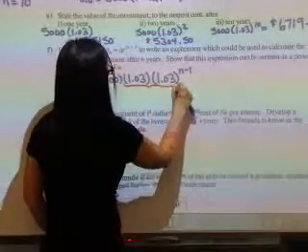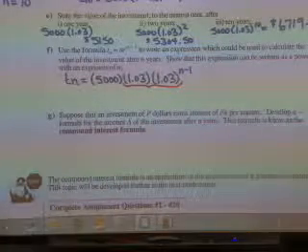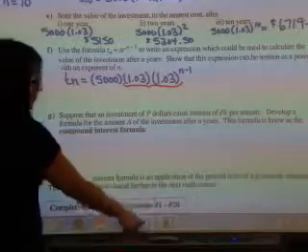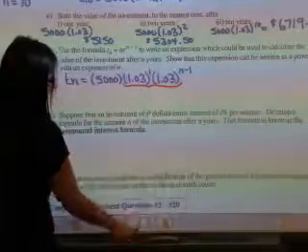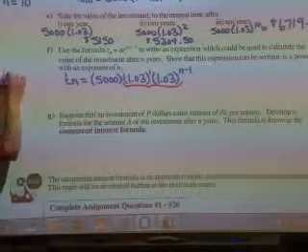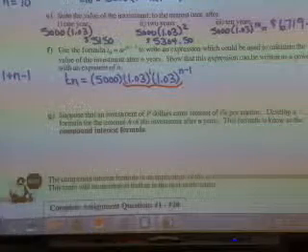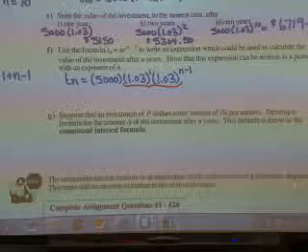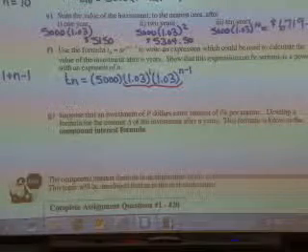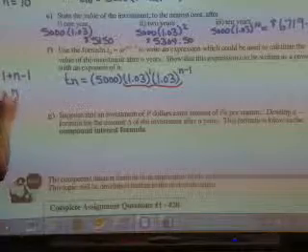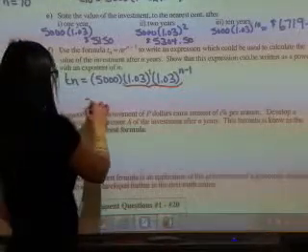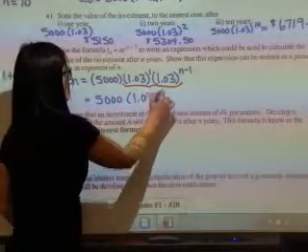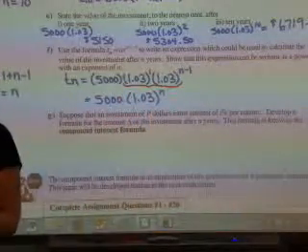If the bases are the same, and I'm multiplying powers, I can add their exponents. The exponent here is 1. If I go 1 plus n minus 1, what happens to the 1s? Cancel each other out. They're going to equal 0, so I'll be left with n. So I get the equation 5,000 times 1.03 to the power of n.